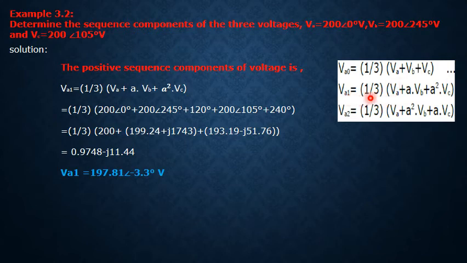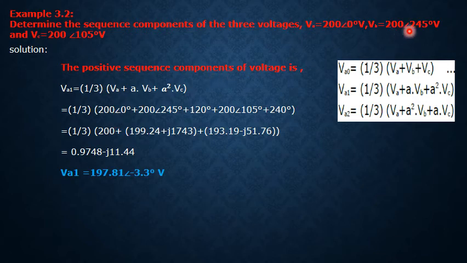So let us find the positive sequence component voltage. This is the formula we are going to use: VA1 is equal to 1 by 3 into VA plus a into VB plus a square into VC. With the help of this formula, let us solve the given problem. 1 by 3 VA. What is the value of VA given in our problem statement? 200 at an angle 0 degrees.